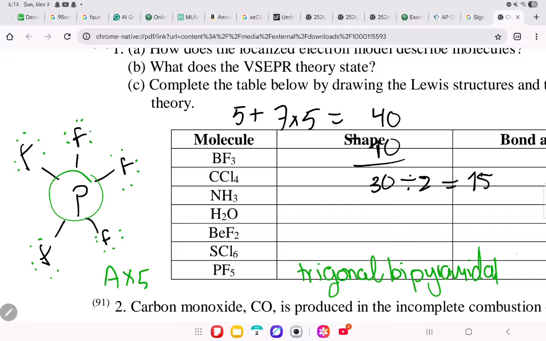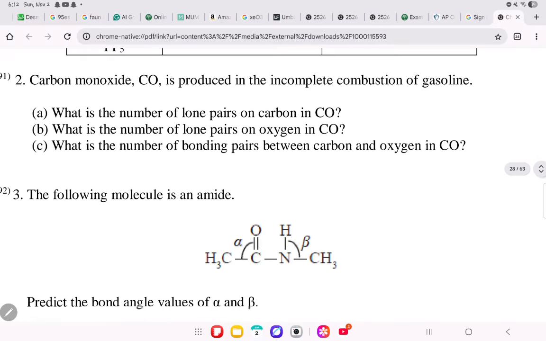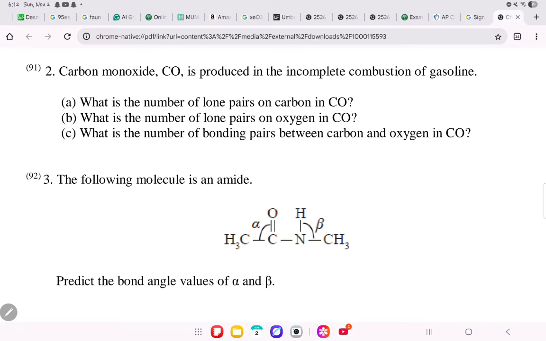The angles here are very simply 120 degrees and 90 degrees, okay? So this is it for this question. Let's move on to question number 2. Carbon monoxide, CO, is produced in the incomplete combustion of gasoline. What's the number of lone pairs on carbon in carbon monoxide?